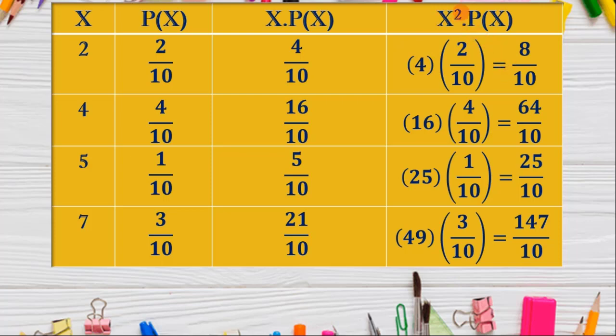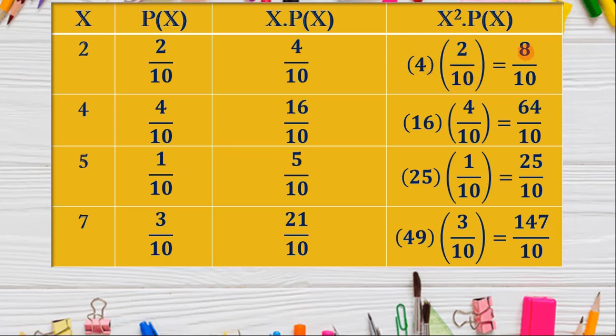So we have the column for x squared times P of x. First, let's square the x's given. So 2 squared is 4, 4 squared is 16, 5 squared is 25, 7 squared is 49. Then next, just copy the given probabilities in the second column and perform the indicated multiplication.